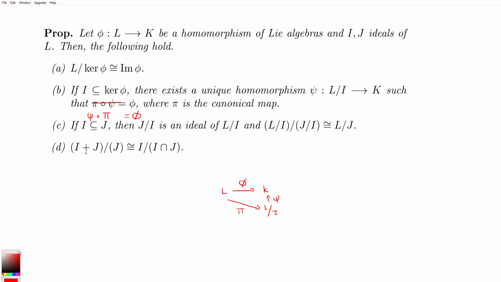And finally, D, you have I plus J mod J is isomorphic to I mod I intersect J. And so I leave it to the viewer to check these. These are standard exercises in abstract algebra. The novel thing about the proof will be the bracket and how that plays in here. But everything pretty much follows pretty similarly. But what I do want to look at is this guy here. We'll prove this by example, kind of.